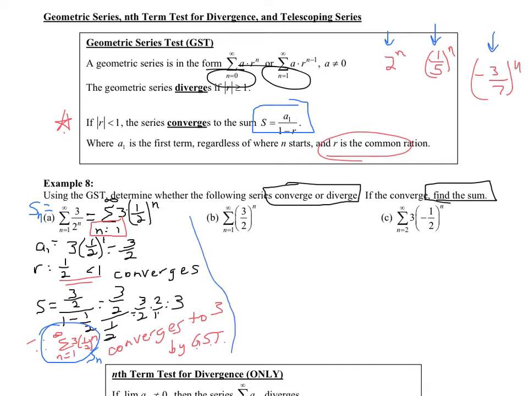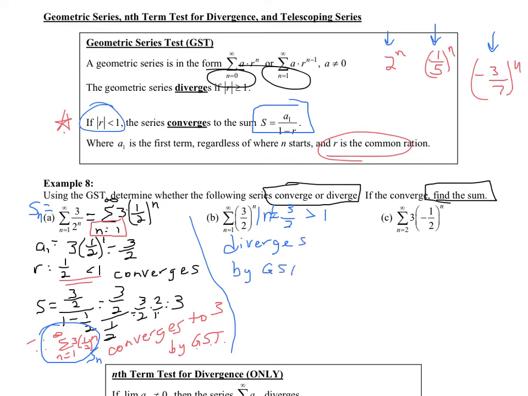All right, so let's do another example. So here we have the sum from n equals 1 to infinity of 3/2 to the n. So here r is 3/2, and you can certainly write the absolute value of r if you want, since that technically is what is in our test up here. So the absolute value of r equals 3/2, which is greater than 1. It is not less than 1. And so this series is going to diverge because r is greater than 1. So we would say it diverges by GST.